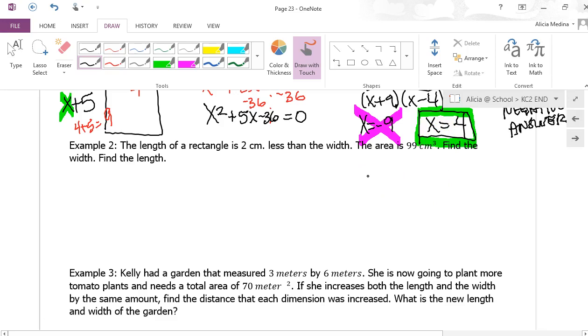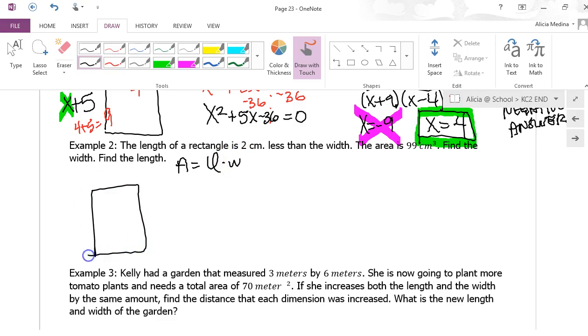So in this case, still having a rectangle, so I still know I'm going to be using area equals my length times my width. Have my rectangle. If it says that the length is 2 centimeters less than the width, less than means subtract. My width is some variable x. My length is 2 less than that. So I'm going to have x minus 2. But the setup is all the same, right?